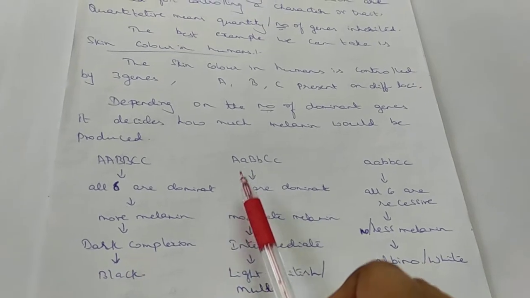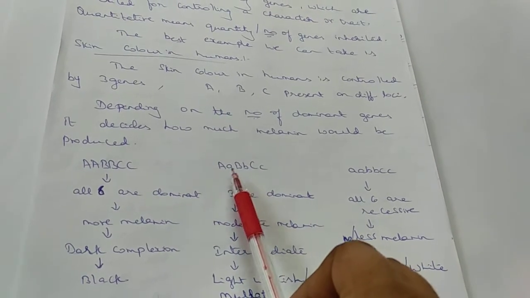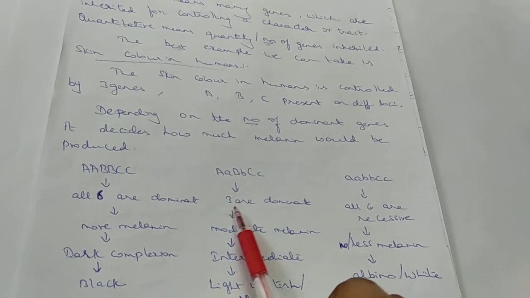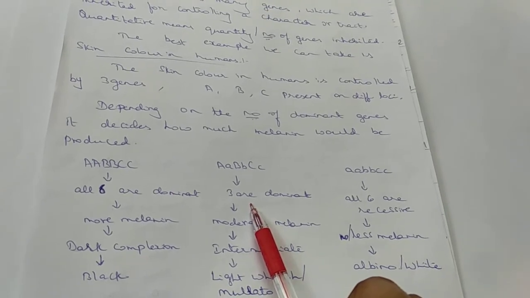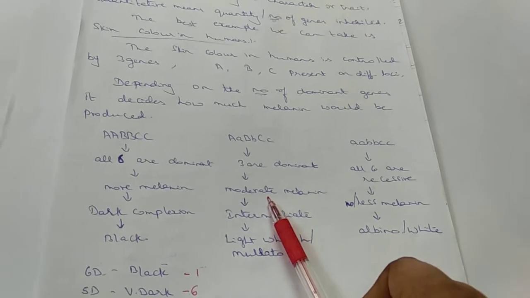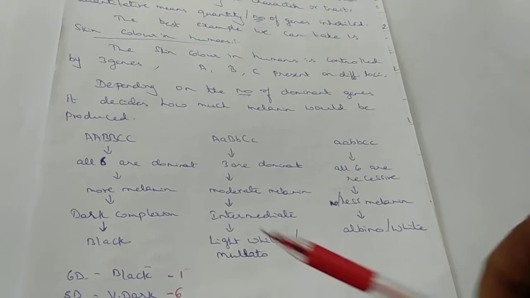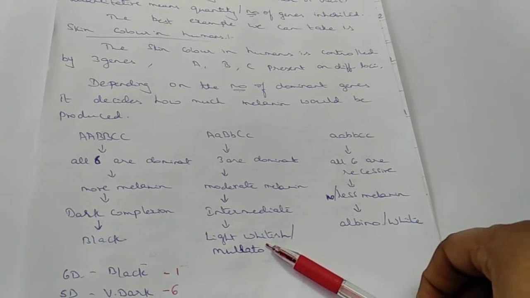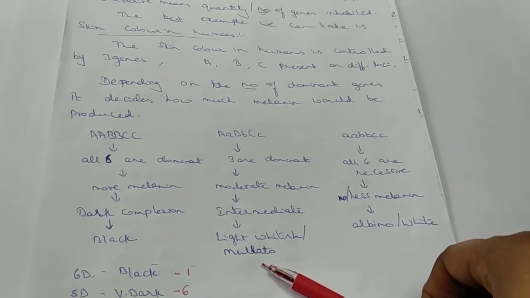Or in an individual, it may be a combination of 3 dominant genes and 3 recessive genes, where you're going to consider only the dominant genes. Since only 3 dominant genes are present, there is a moderate amount of melanin deposition, which is going to give an intermediate character where the shade may be considered as a little whitish in nature. And these whitish natures can also be called mulattoes.